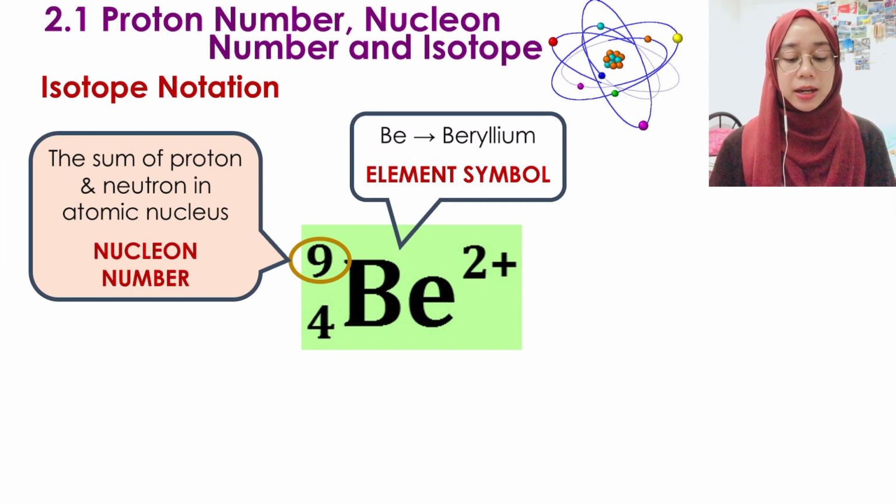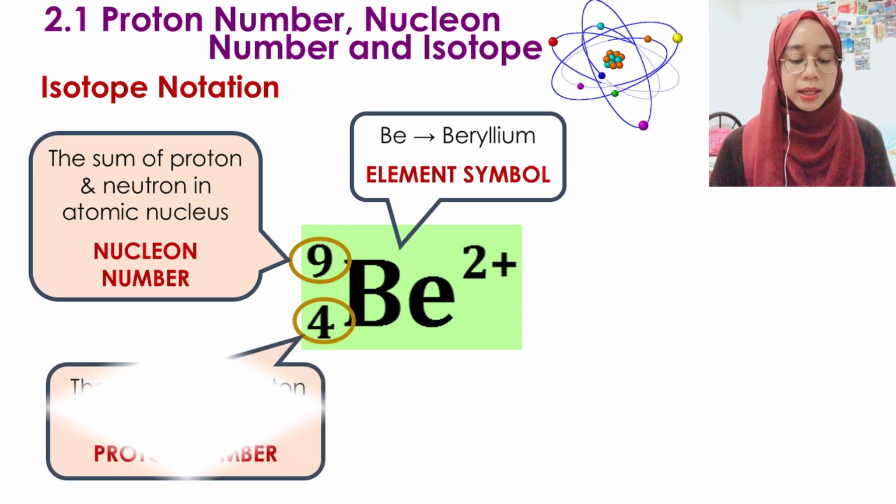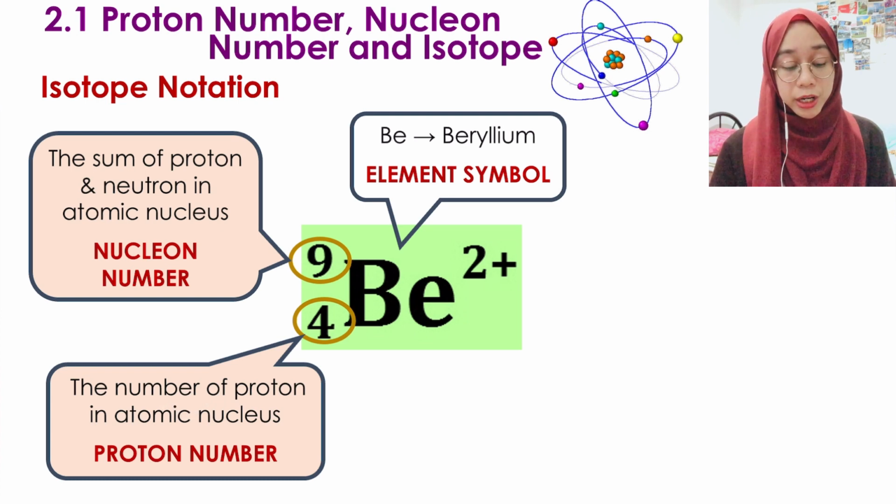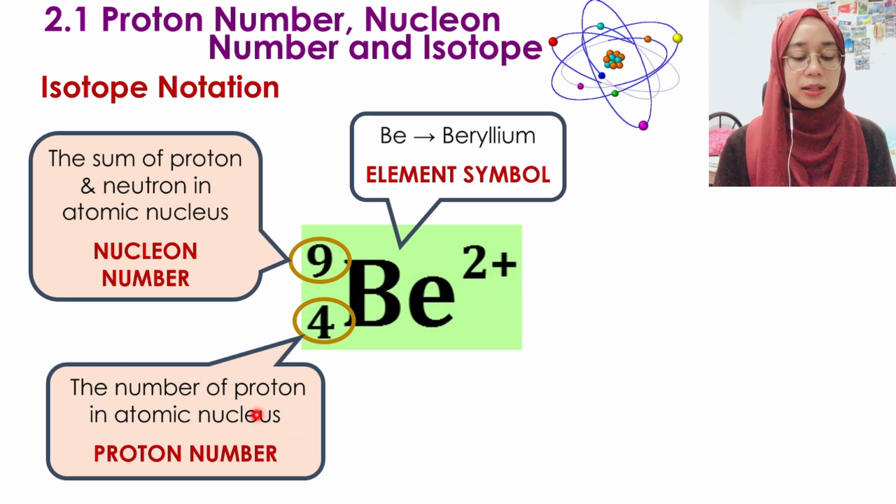Okay, and then 4. The value 4 is on the bottom left. That is the number of protons in the atomic nucleus, which is known as the proton number. This is the definition of proton number: the number of protons in the atomic nucleus.